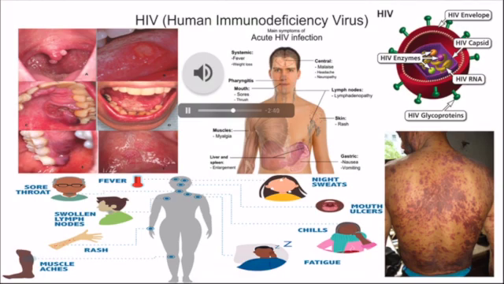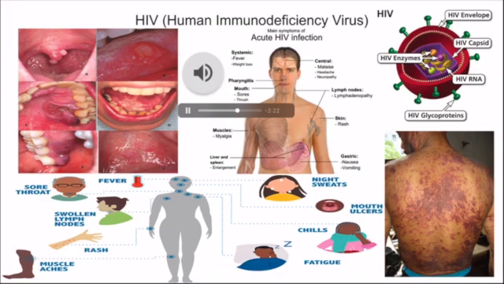CDC recommends everyone from ages 13 to 64 to get tested for HIV. Sexually active gay and bisexual men with more than one sex partner should get tested every 3 to 6 months. If they have a regular partner, it should be at least once a year or more.